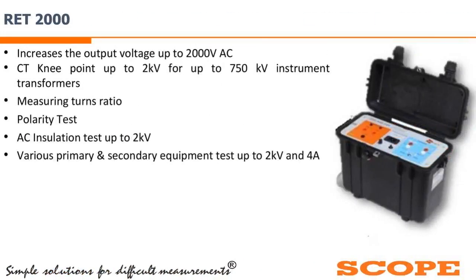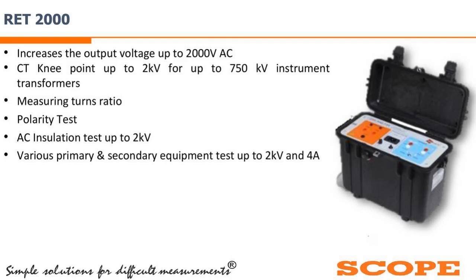So the first accessory is the RAT 2000. With the RAT 2000, we can increase the AC voltage up to 2000 volt AC, CT knee point up to 2 kV, for instrument transformers having rating up to 750 kV. Then we can measure turns ratio, test polarity of the current transformer, and do AC insulation test up to 2 kV, and various primary and secondary equipment we can test up to 2 kV with 4 ampere current range.